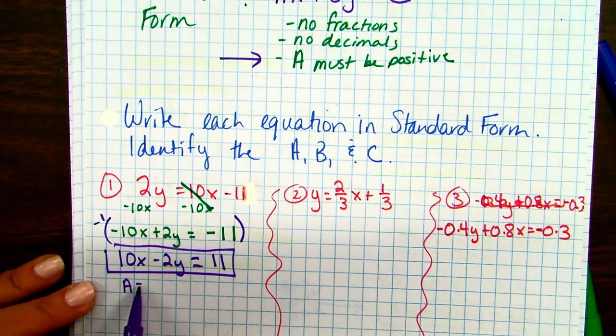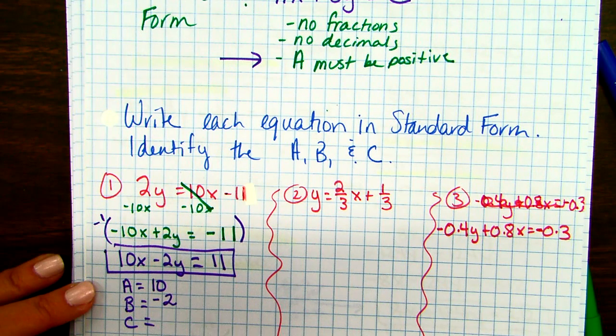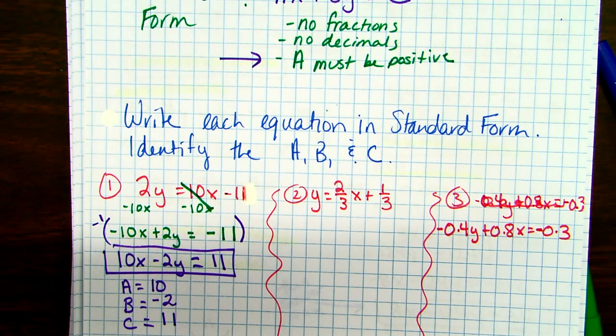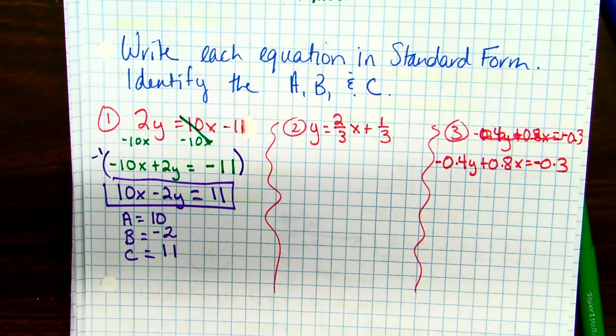Okay? And let's identify A, B, and C just to make sure we know. So A is the number in front of X, B is the number in front of Y, and C is the constant by himself on the other side of the equal sign. Okay, so that's one that didn't have a fraction or a decimal. We had it in the wrong order. We put it in the right order and then fixed the signs. Sometimes when you bring the x over, it's already positive. You don't have to do that multiplying step, okay? So are we okay with that first type?